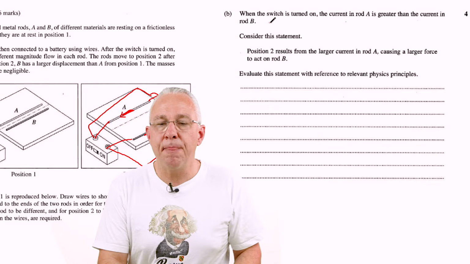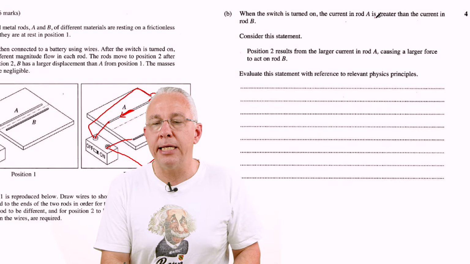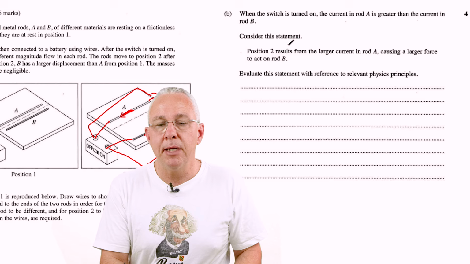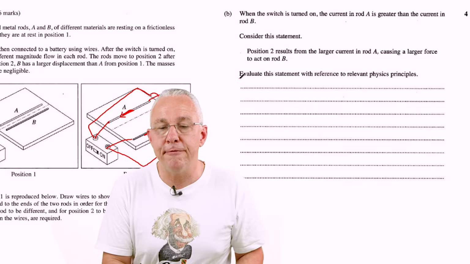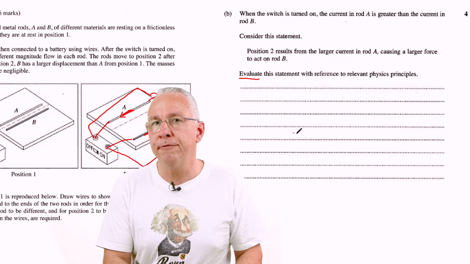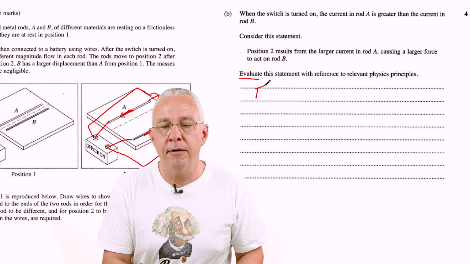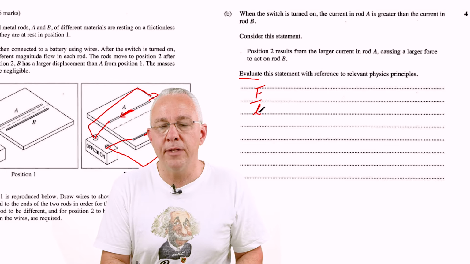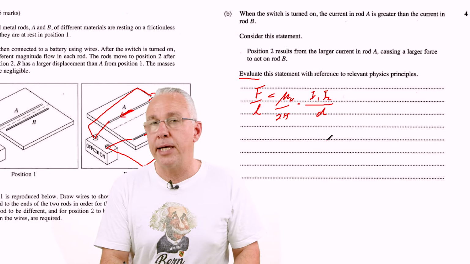But part B says, when the switch is turned on, the current in A is greater than the current in B. Consider this statement. Position 2 results from a larger current in A, causing a larger force to act on B. It says evaluate this statement. Well, let's have a look at it. What determines the force between two current-bearing wires? And that is this law. The F over L, that's force per unit length, is equal to mu naught over 2 pi multiplied by the product of the currents divided by the distance separated between them.